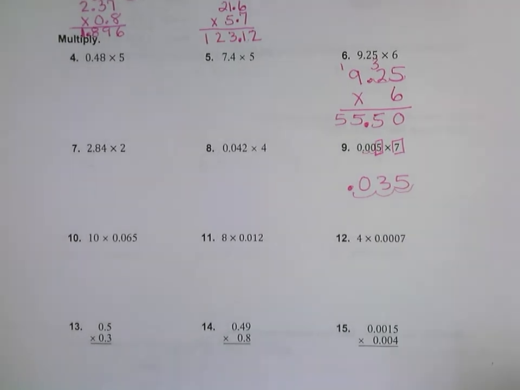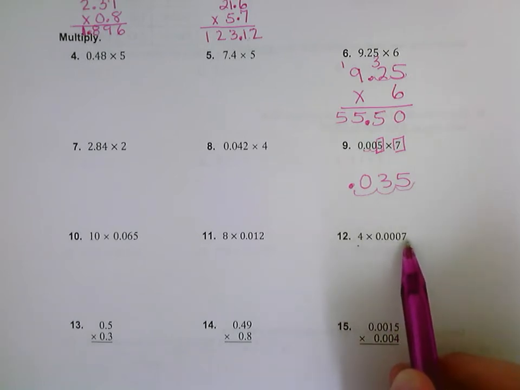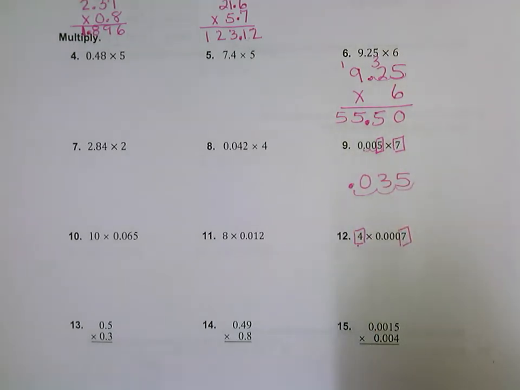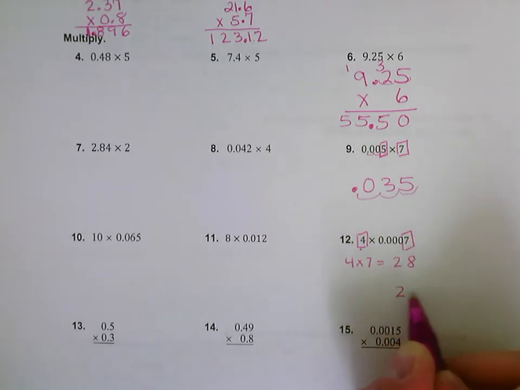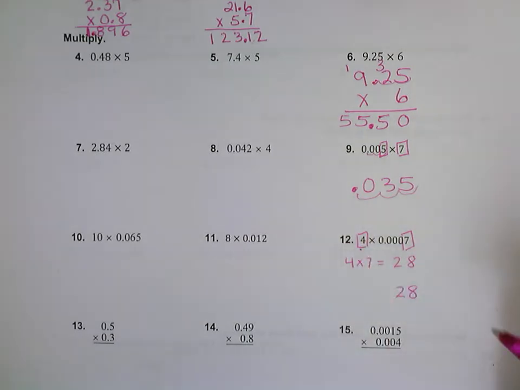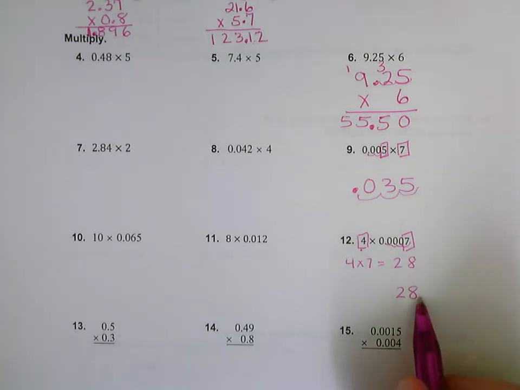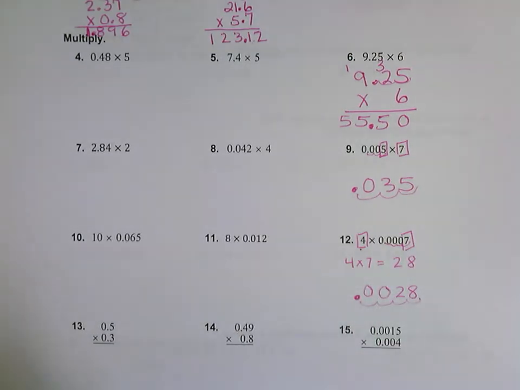Let's find another problem that's like that. 4 times 7 ten-thousandths. I'm going to just look at my basic fact of 4 times 7. I know that 4 times 7 equals 28. So I'm going to write 28. And I have no decimal places with the 4, but I have 1, 2, 3, 4 decimal places with my 7. So I'm going to start at the end of my 28 and count back 4 decimal places. 1, 2, 3, 4. I'm going to put my decimal point. I'm going to fill these empty spaces in with zeros. So my answer is 28 ten-thousandths.